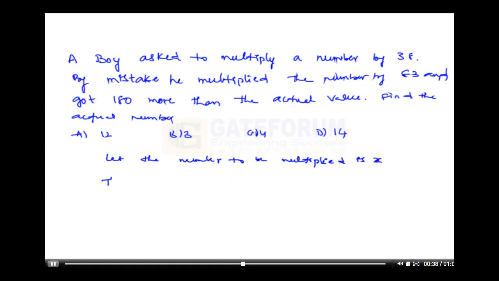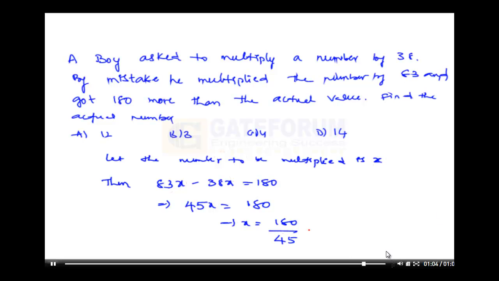Then he multiplied with 83, so 83x minus, actually he should multiply with 38, so 38x. What is the difference we got here? We got the difference is 180. So this is nothing but 83 minus 38, which is 45x, equal to 180. So x is 180 by 45, nothing but 4. So the option is C.